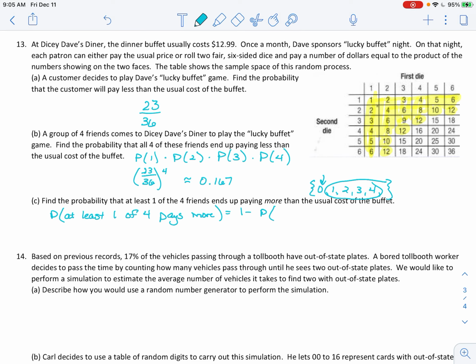So this is the complement of all 4 paying less than the buffet, which means this is the complement of what we just found. Because that one was all 4 friends paying less than the buffet. I don't want that. I want at least one person to pay more. So the complement of our 23 out of 36 to the 4th power is about 0.83.